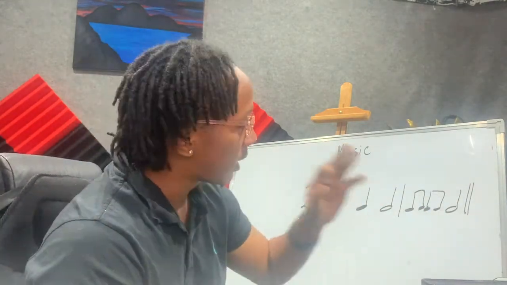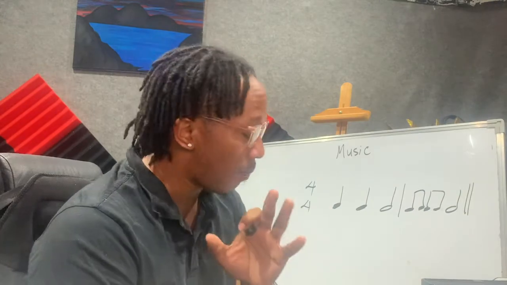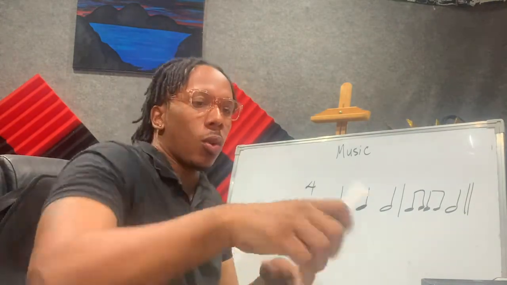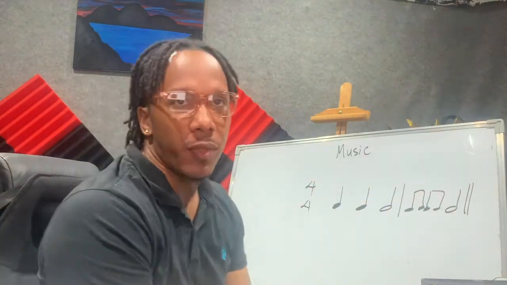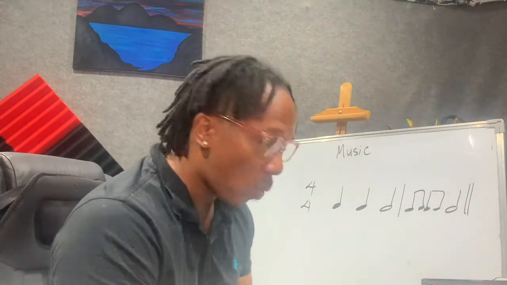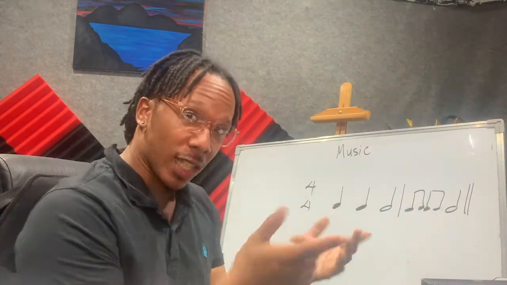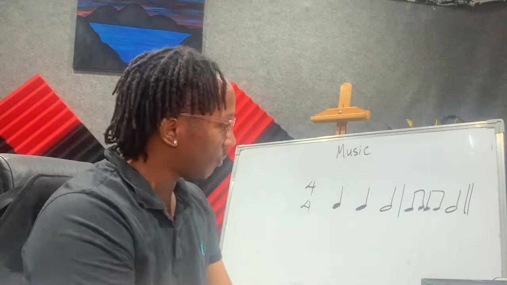At the end of a piece of music, we have double bar lines. Important to remember that. All right. So how do we clap the pattern of this one here? A quarter note. Remember, it lasts for 1 beat. A half note lasts for 2 beats.